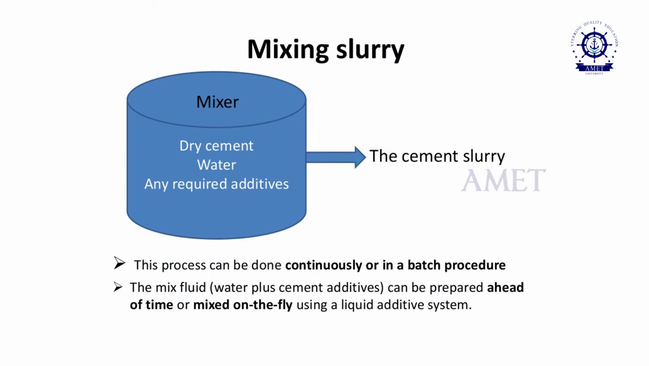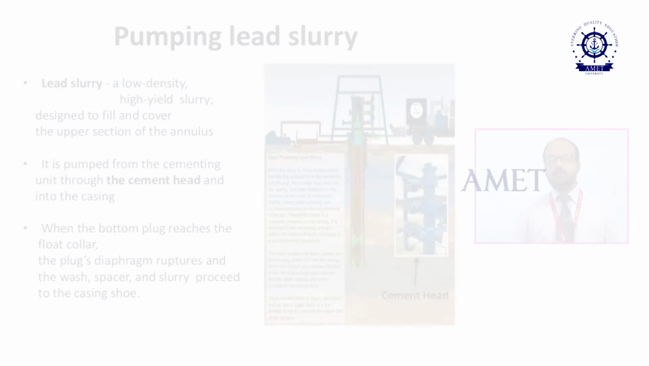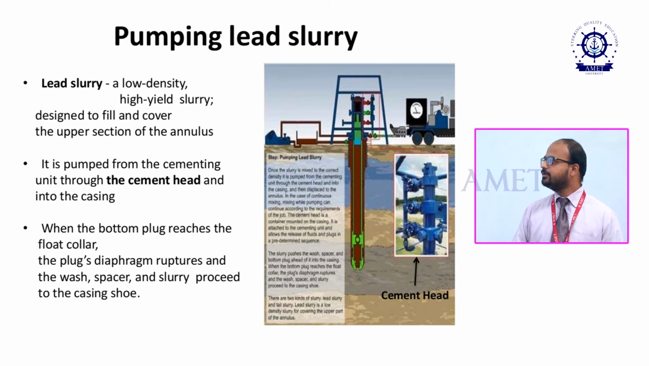This cement slurry should not be mixed before starting all the process we have done. It should be done only in this step, because if we do, what happens? It starts to settle in the tank. So it should not be settled in the tank. For that purpose, we have to mix the cement slurry now itself. It should not be done earlier. In the cement slurry, we have to prepare two types of cement. One is lead slurry, another is tail slurry. Lead slurry has low density as well as high yield, and tail slurry is high density as well as high yield.